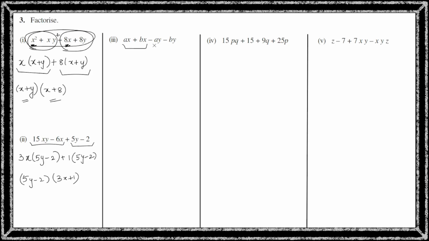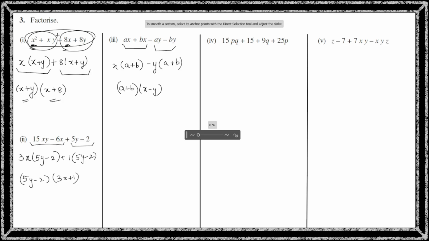Here also let us take 2 at a time. Pairing. I have x common. I have a plus b. Here I have y common and minus also I'm going to take outside. If I take minus sign outside, inside the bracket I'm left with a plus b. Now again you can see that a plus b is common here and x minus y. So this is nothing but our factorization for the third sum. Next question.